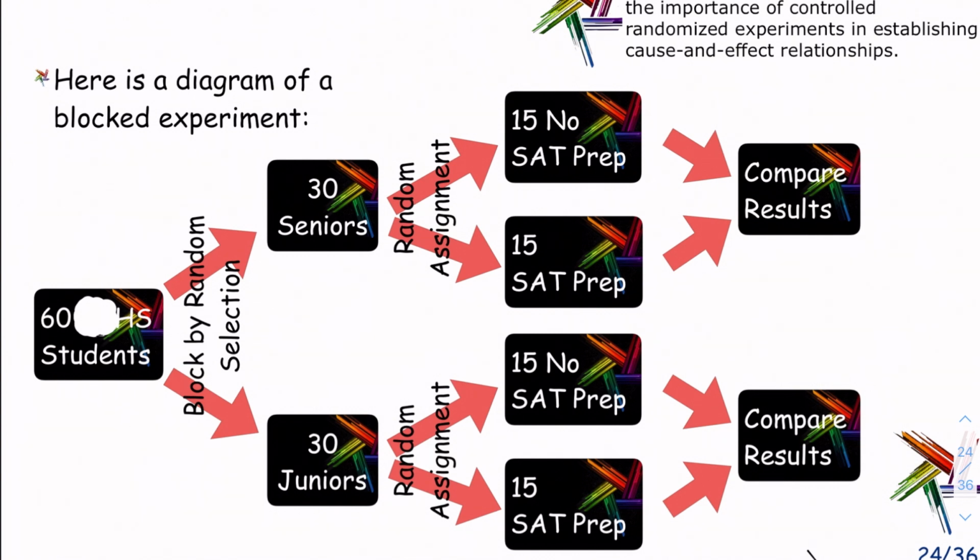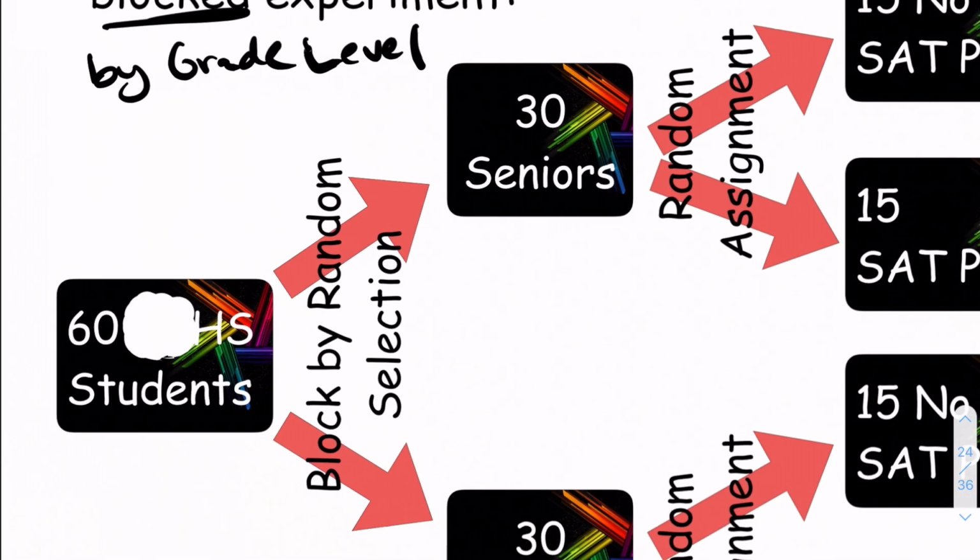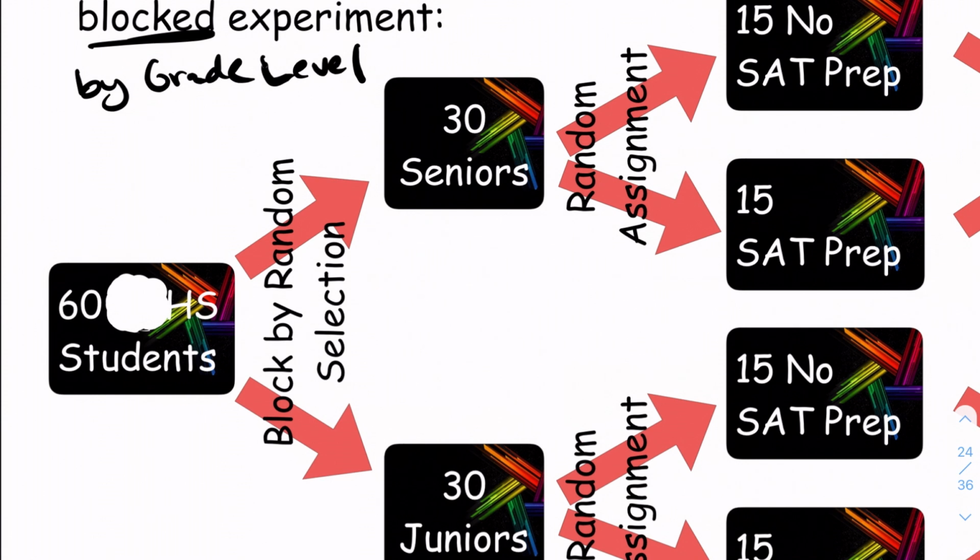So this is what a diagram of this blocked experiment looks like. It's blocked by grade level. We take our pool of students, let's say 60 students that want to take this course. And of course, not everyone can take it. So what we do is we have 30 seniors and then 30 juniors. Both of those are students that want to take the SAT prep class.